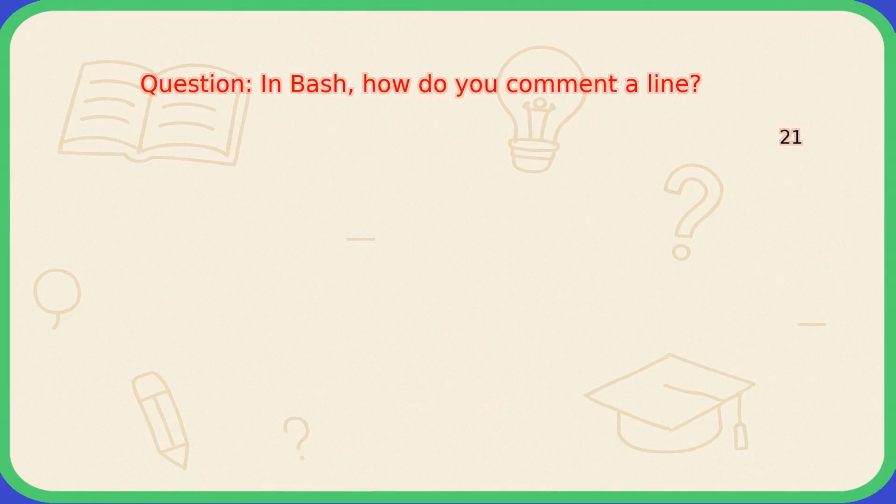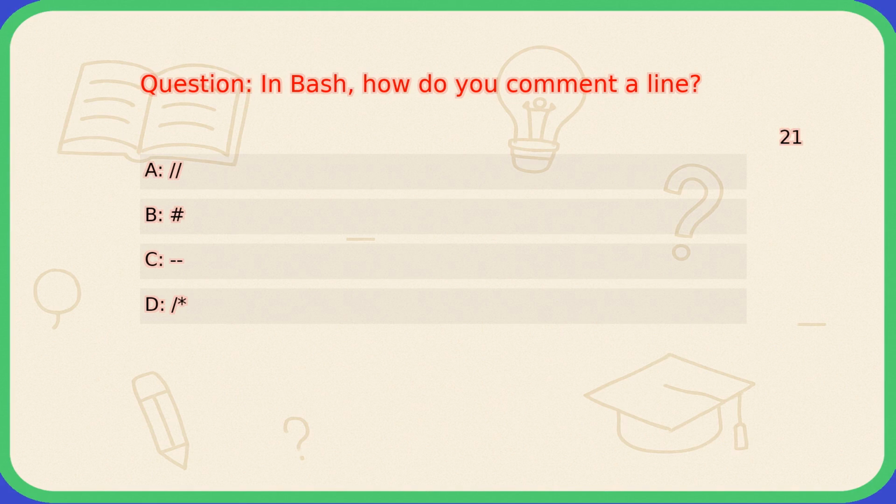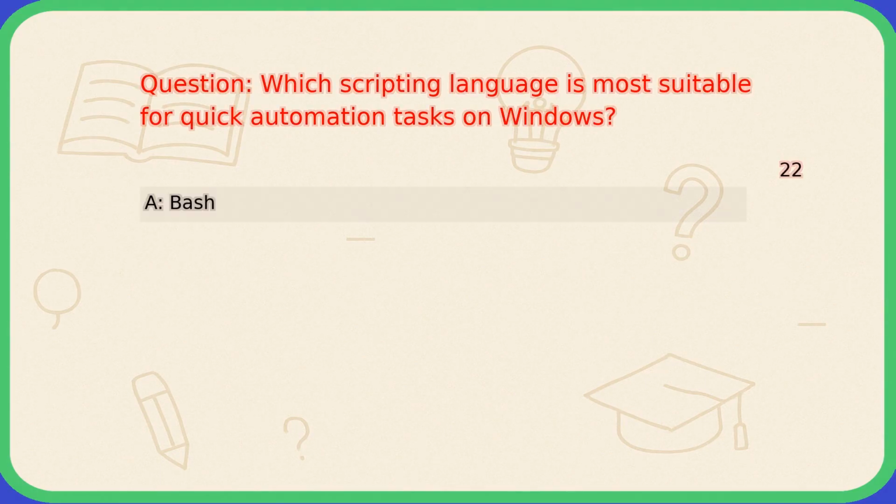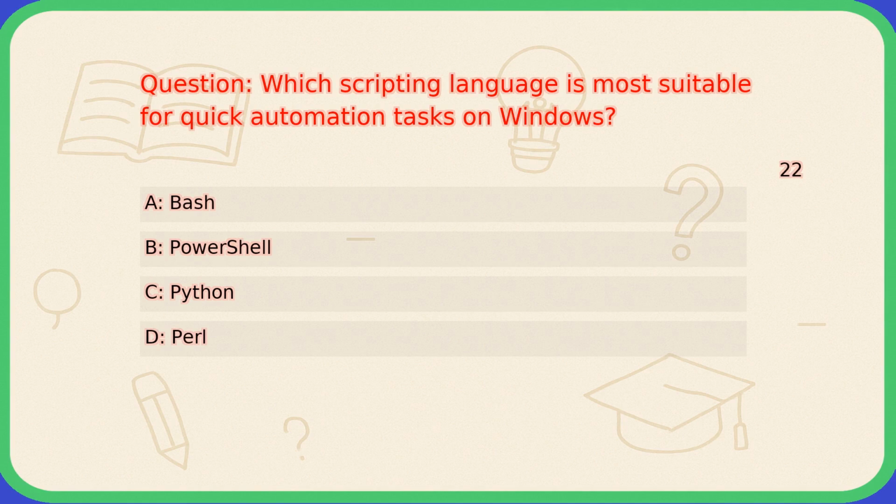Question: in Bash, how do you comment a line? Answer B. hash. Question: which scripting language is most suitable for quick automation tasks on Windows? Answer B. PowerShell.